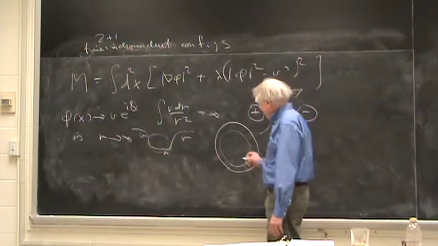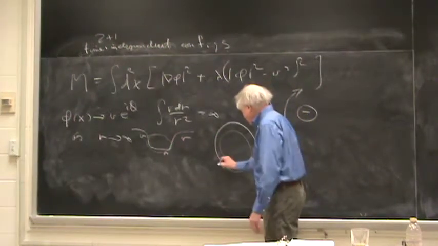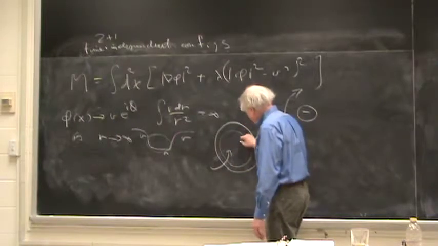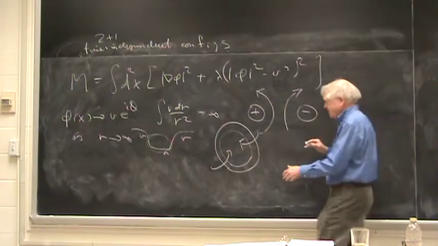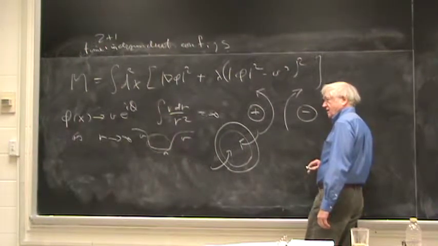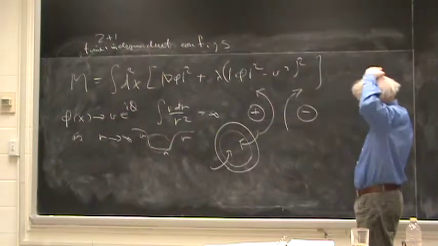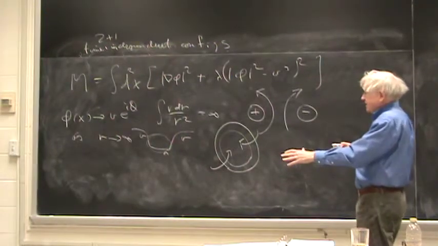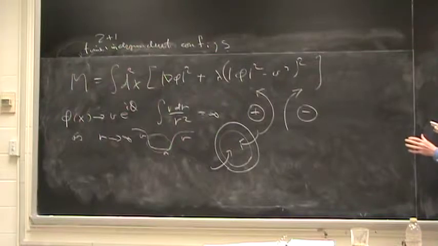Because although theta goes around this way, it goes also around that way, and so at infinity it's not changing. Are we saying this vortex is localized here, somewhere near the origin? Now this phi, which has this form at infinity, theta doesn't change. It's just v at infinity.